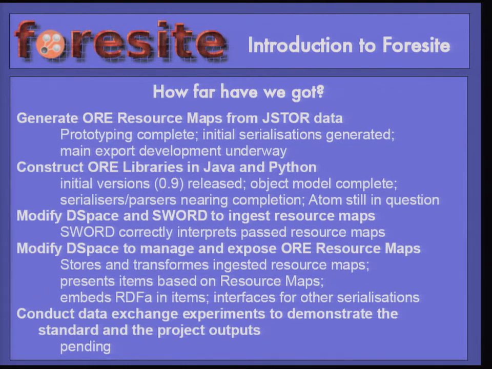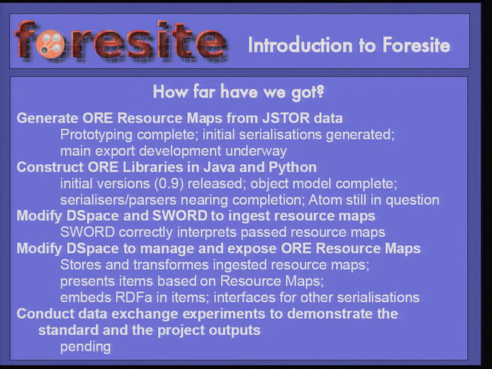We originally imagined a sequence of style sheet transforms which just went from JSTOR XML to resource maps to SWORD to DSpace. I thought, oh yeah, we can just plug that all together. And the more we looked at it, the more we realized that almost all of these processes can be generalized, and there didn't seem any point in not writing standalone libraries.